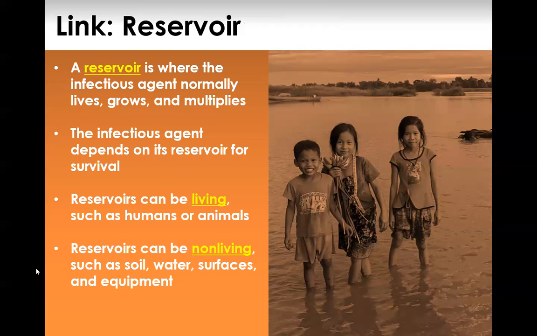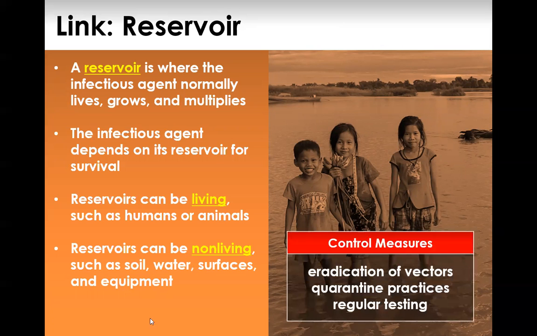So when we look at the reservoir in this chain of infection, that's where the agent normally lives, grows, and multiplies. And reservoirs can be living or non-living. If it's living, it's humans, animals. If it's non-living, it's soil, water, surfaces, and equipment. And remember, those non-living things like surfaces, door handles, doorknobs, those are called fomites. Okay, so control measures are going to be to eradicate the vectors, quarantine practices, and then regular testing.